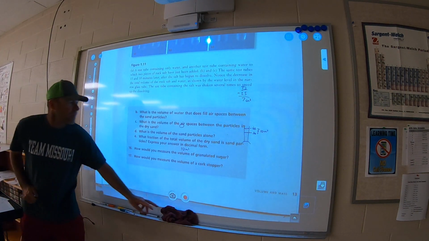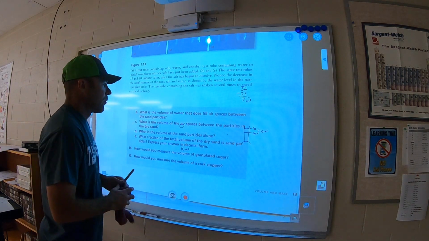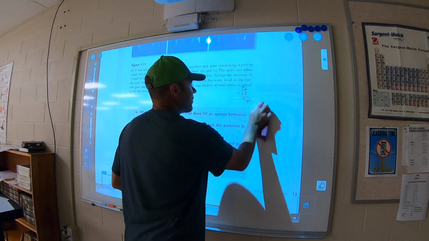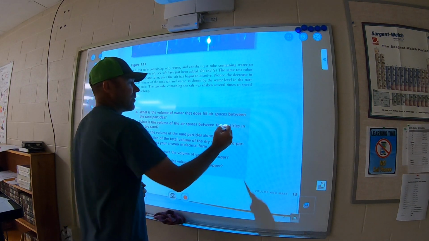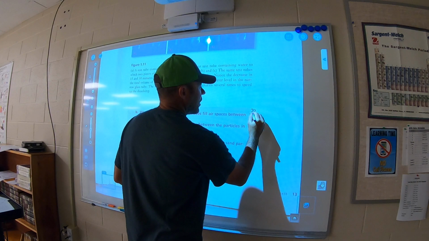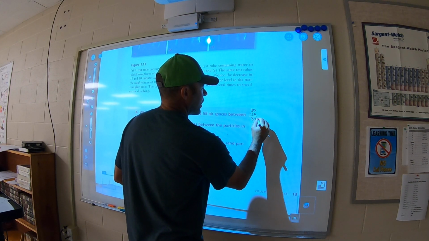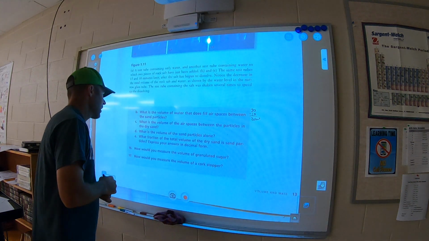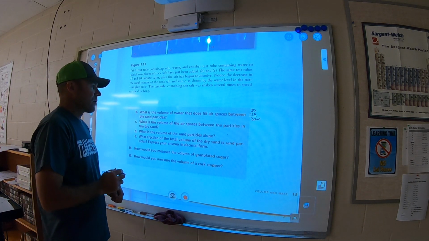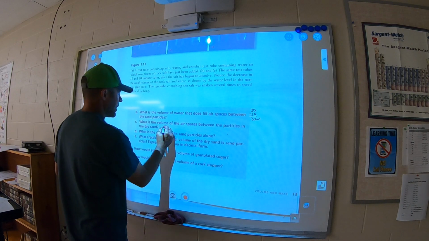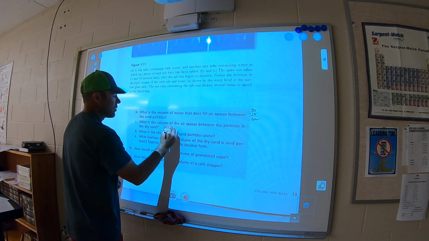On letter B, what's the volume of water that does fill the airspace? Well, we had 30 of water altogether. We know 10 of it did not. So if we take 30 minus 10, you're going to get 20 cubic centimeters. Letter C, what's the volume of the airspaces between the particles in the dry sand? Well, if 20 of it fills the airspace, then 20 is the volume.